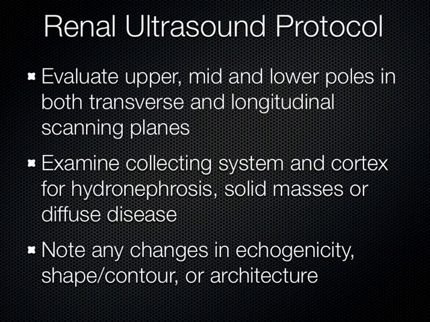You can look at them in their long axis, and then you want to flip the probe 90 degrees and look at them in their short axis. And you basically just assess the whole system for its architecture, its echogenicity, its shape, its contour. You don't have to worry so much about the pathology this year. That's really for next year. But eventually you're going to be looking for problems in the collecting system, in the cortex, cystic structures, solid masses, and diffuse disruptions in the kidney, things like that.